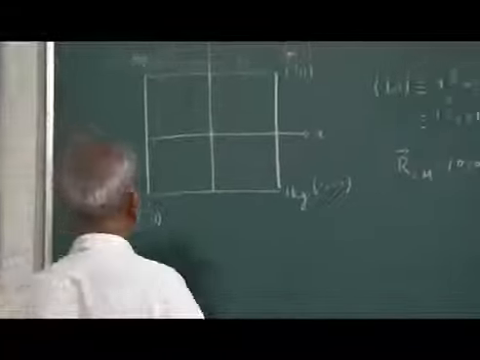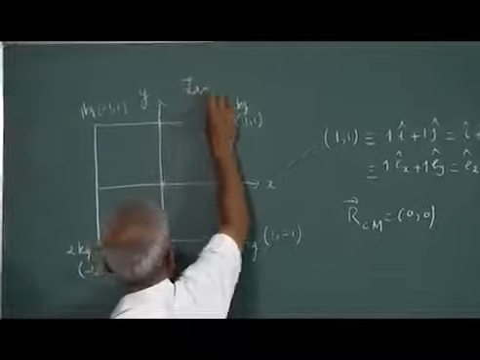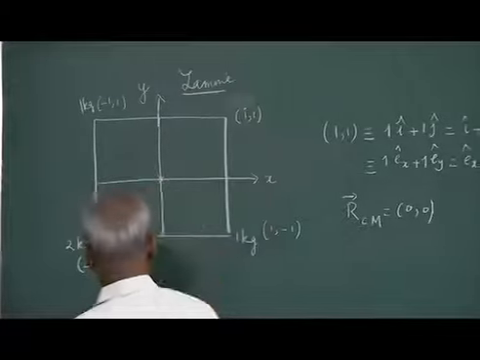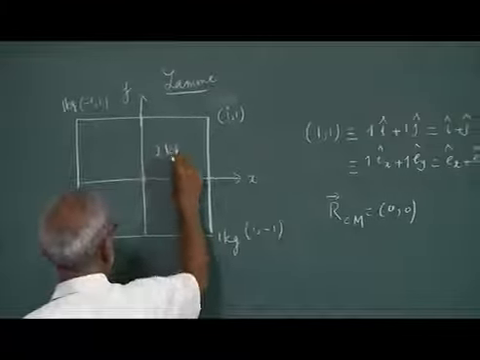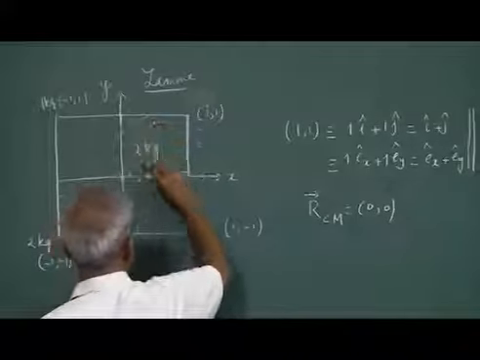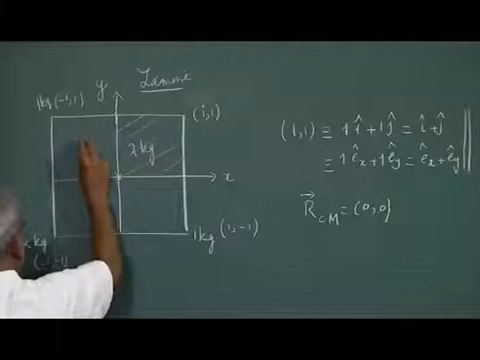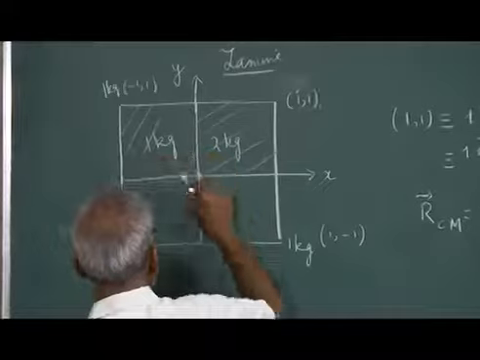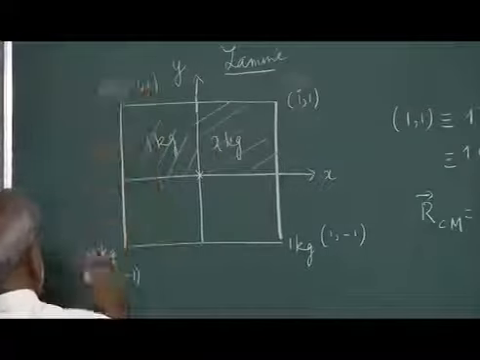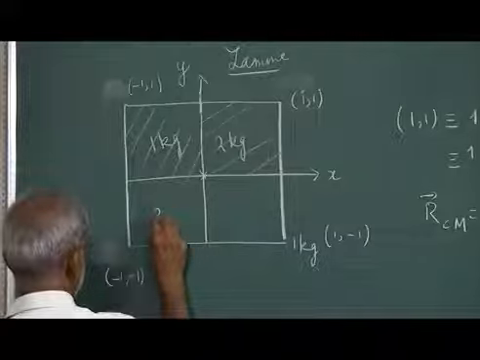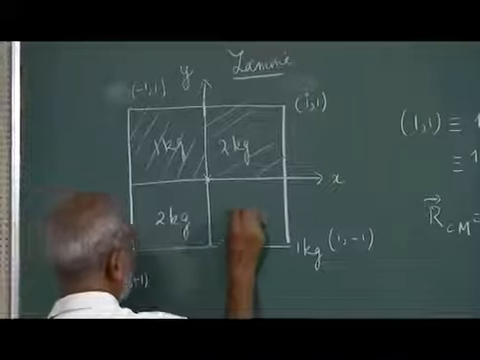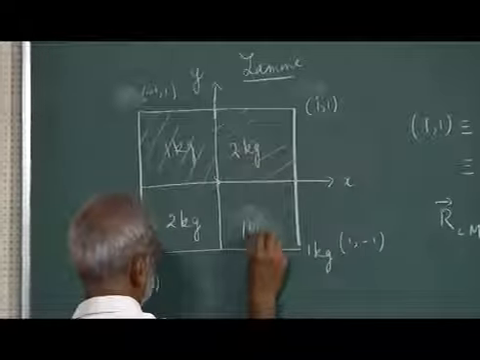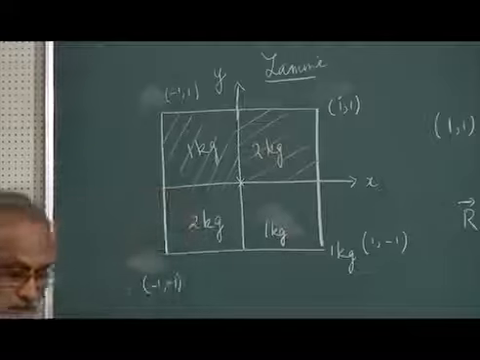Suppose it is a lamina. This is the second one, where this portion has 2 kilograms as weight, and this portion has 1 kilogram as weight, but it is a lamina of uniform thickness. Okay, this is 2 kilograms, this is 1 kilogram, this is 1 kilogram. So, we want to calculate the center of mass of this system.